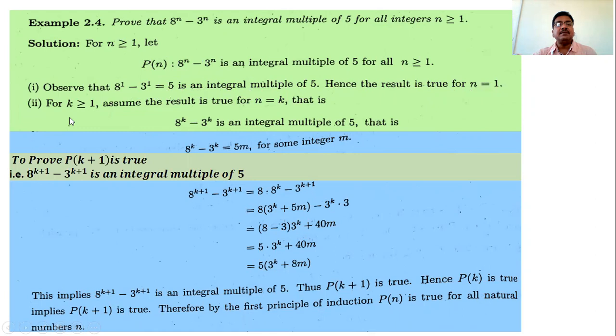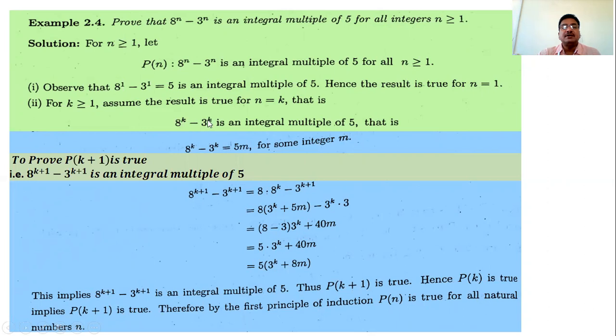Then what is the second step of mathematical induction? Assume the result is true for n is equal to k and prove the result is true for n is equal to k plus 1. So what is your assumption? We assume that the result is true for n is equal to k, that is, 8 raised to k minus 3 raised to k is an integral multiple of 5, and that means 8 raised to k minus 3 raised to k is expressed as 5 into some integer. Take the notation as m, because this is our assumption, this is called the induction hypothesis.